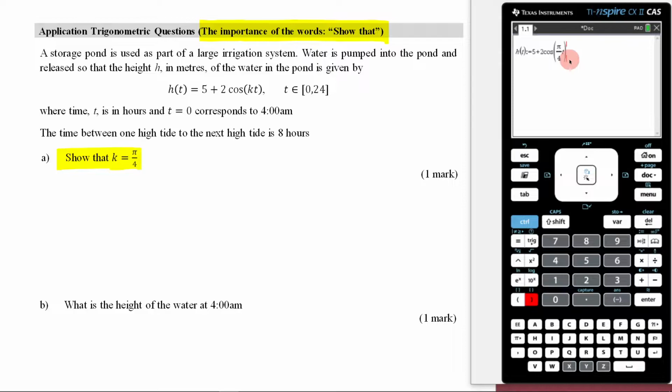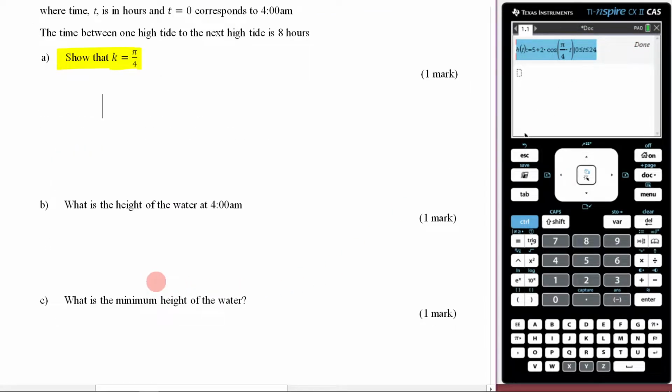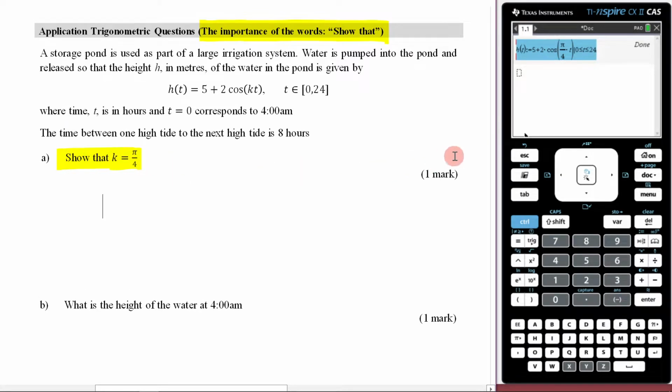Pi on 4, t, close brackets, such that, then I have to go between 0 is less than t is less than 24. You must ensure that you've got a t there to define your domain. That's a common mistake people make. But the big thing is I know what k is. k is equal to pi on 4, so I can immediately sub that in. And then with this function all defined, I can answer B, I can answer C, I can answer everything else. So just because you can't answer part A doesn't mean you can't answer the rest.